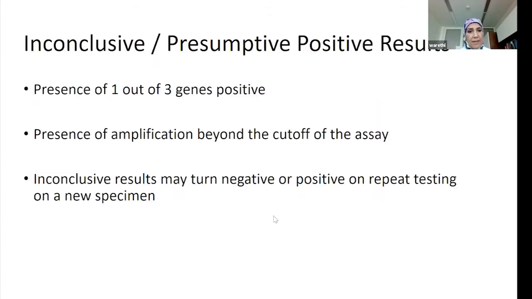So this is again the explanation of presumptive: the presence of 1 out of the 3 genes as positive, and it can happen, as I mentioned to you, either early on in the infection or later on.